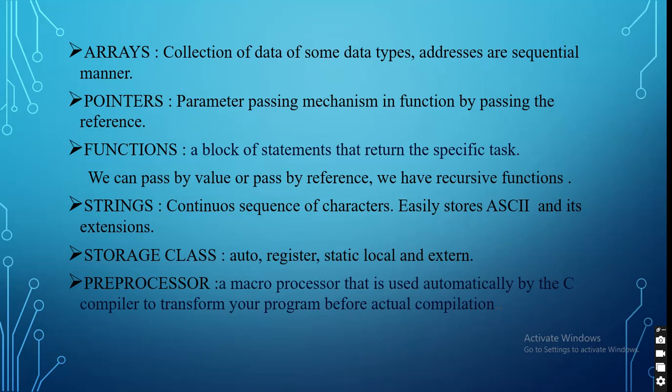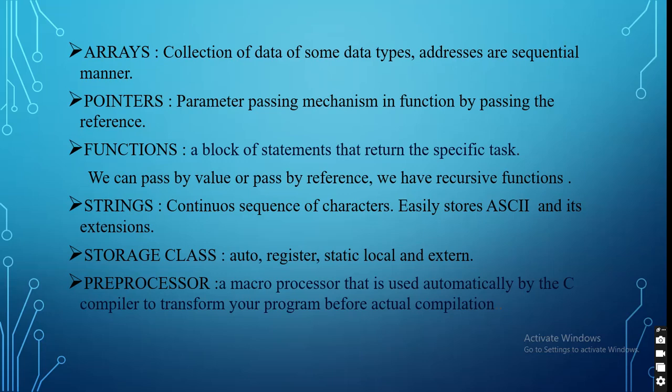And some of the basic things we need to know here, which we come across in embedded systems, are arrays, pointers, functions, strings, storage classes and preprocessors. What is an array? An array is a collection of data of the same data type stored in a sequential manner. Pointer, a variable that holds a memory address. Functions, a function is a block of code which only runs when it is called.